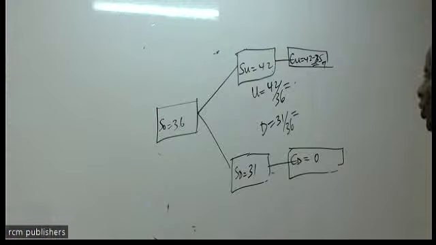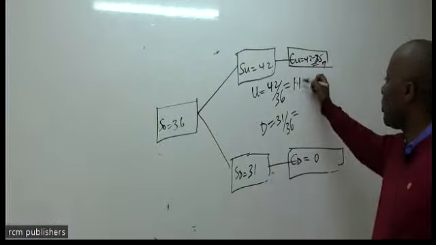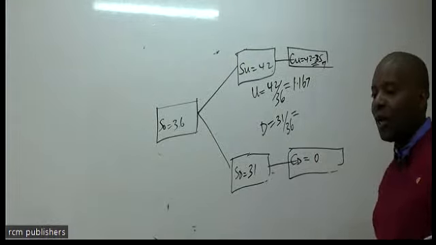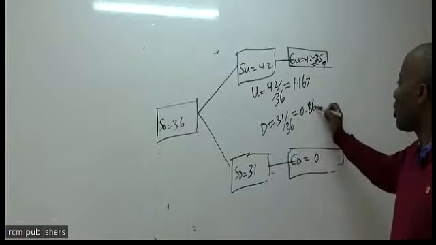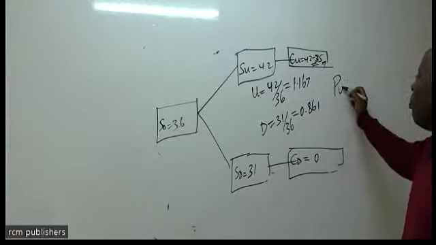42 over 36, 31 over 36. So the first one is 1.167, to 3 decimal places. How about the downward? Downward, 0.861. Thank you so much. And then we have our pool.